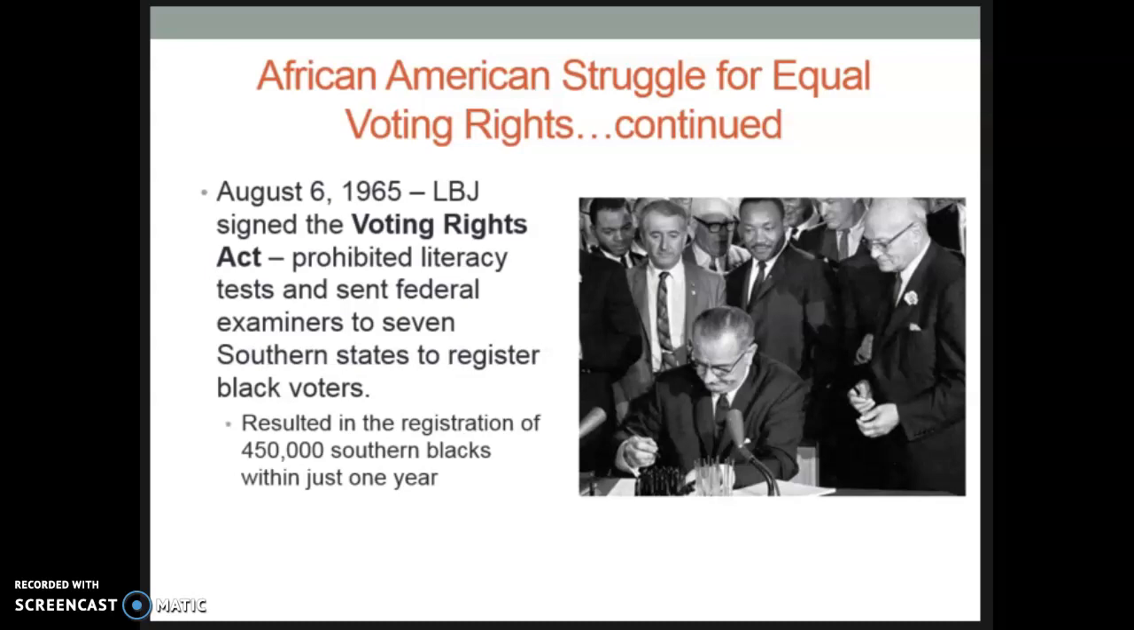And there's an important part of the Voting Rights Act that I want to point out to you, that federal examiners are able to go into these southern states to examine their registration process to make sure that discriminatory practices are not being used.